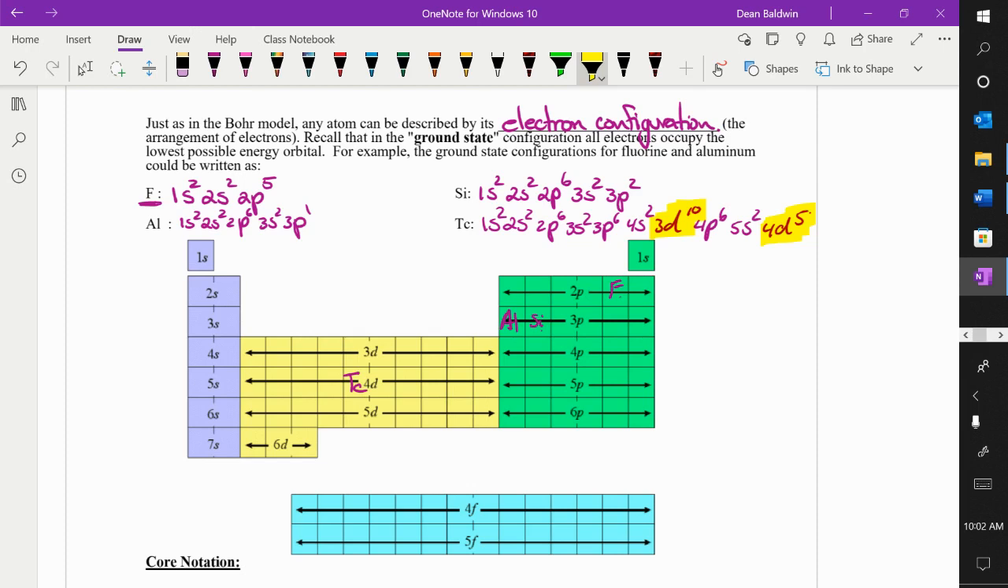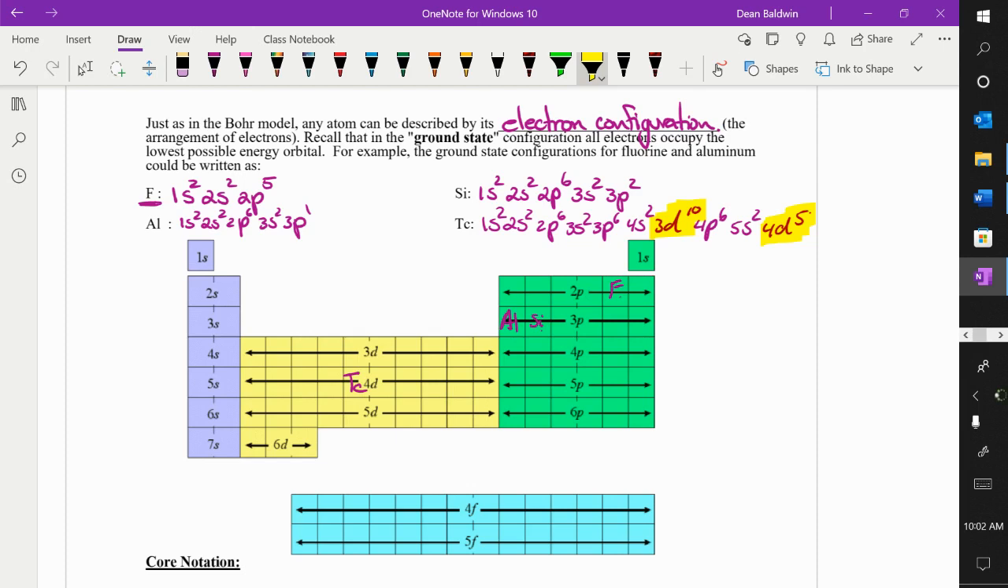All right. What's annoying about this method? You have to write out a lot of things. If you're doing stuff way down here, these are going to get massive. So we don't want to do that. Chemists came up with a shorthand, and it's called core notation.